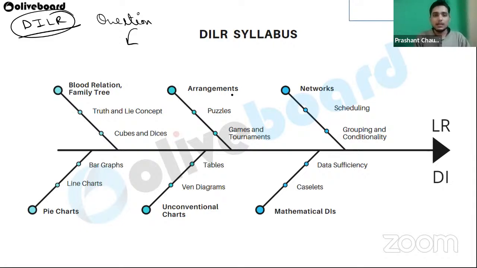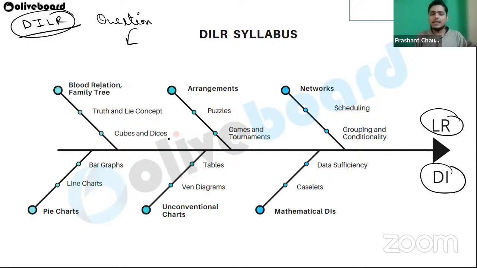Now, talking about the syllabus, the upper side is the LR syllabus and the lower side is DI. So the DILR syllabus is clearly divided into two fields, that is LR and DI. In LR, there are basically three subsections. This is the first basic section. If you are starting at this time, the first things you should do are blood relation, family tree, truth and lie concept, and cube analysis.